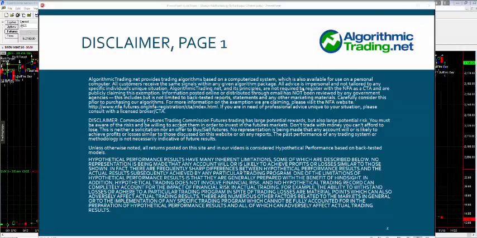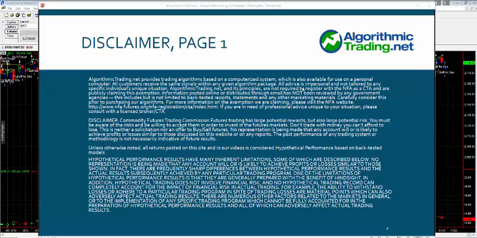Okay, so first I would like to go over our disclaimer. We are not registered with the CFTC as a commodity trading advisor. We are what's called a third-party developer. We create algorithms and we license them for use on a personal computer through TradeStation, and they can also be auto-executed through NFA registered brokers.